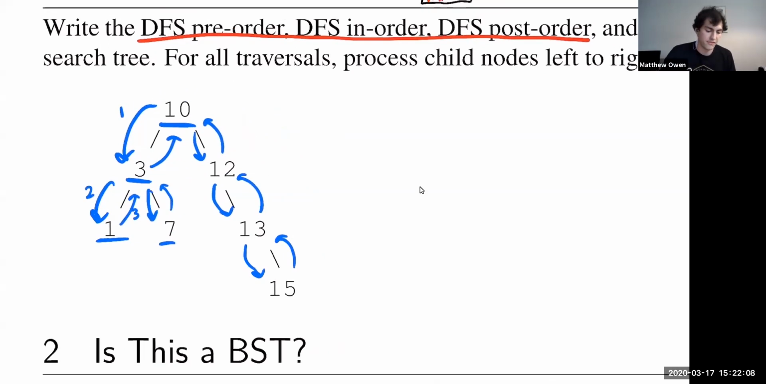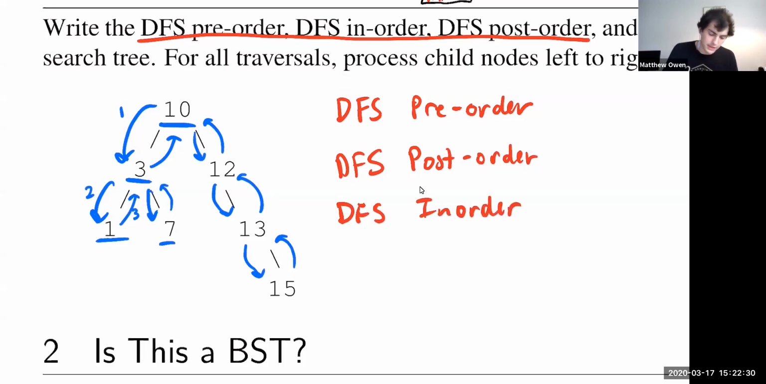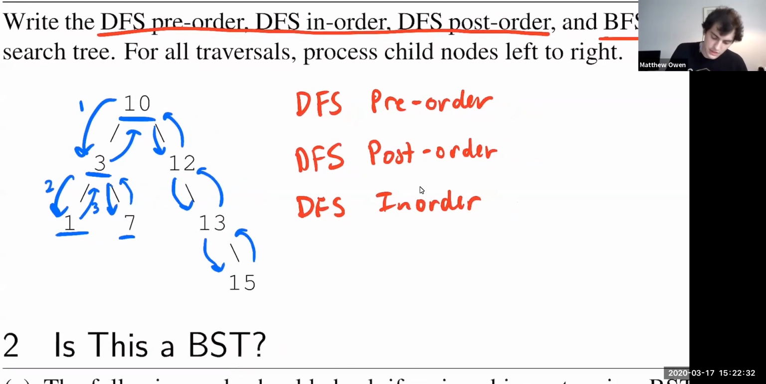In this case, we have 3 different types of depth first traversals. We have DFS pre-order, DFS post-order. I'm going to change the order here because I think it makes slightly more sense than DFS in-order. And then finally, we'll get to DFS in-order. So these are our 3 things that we're going to look at here.